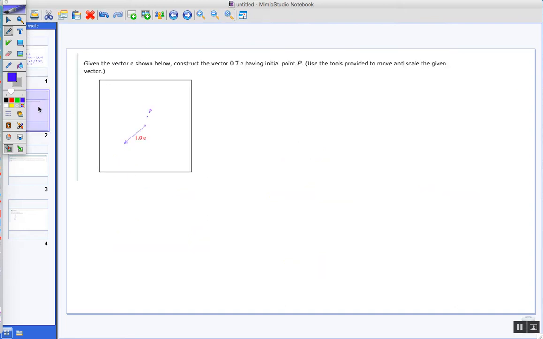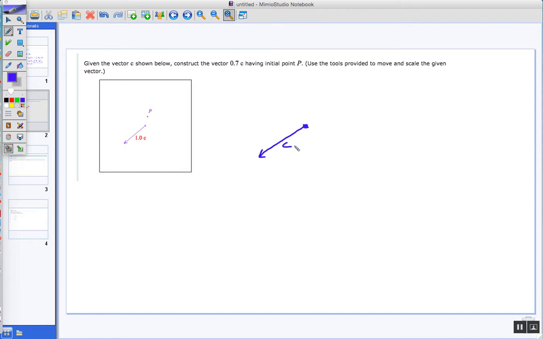Okay. So here, we're asked to construct a vector that is 0.7c, having initial point P. So again, scalar multiplication, we are changing the length of this vector. So the original length of this vector is 1. Now we want a vector that has a length of 0.7.